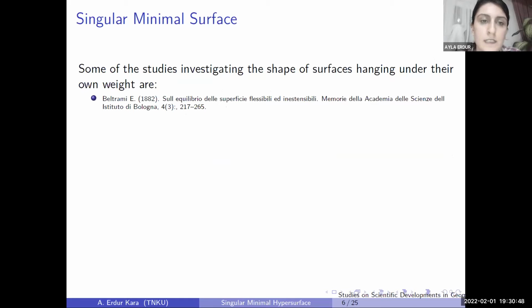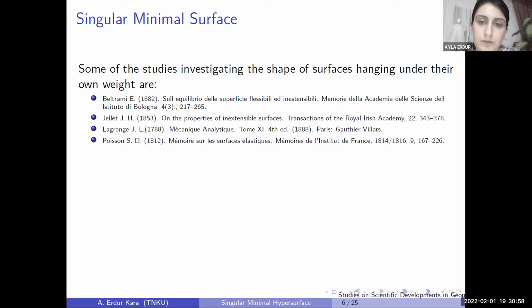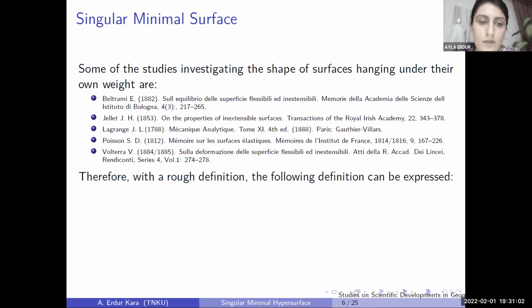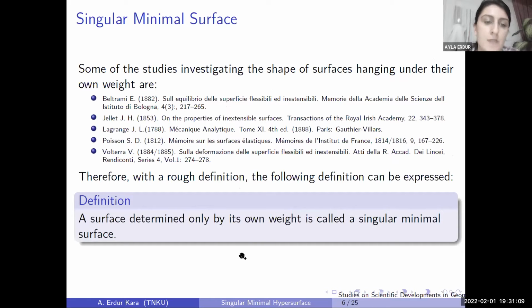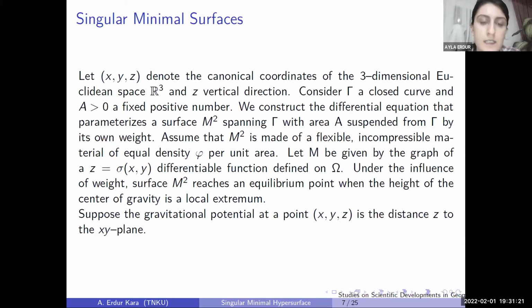Some of the studies investigating the shape of surfaces hanging under their own weight are these. Therefore, with a rough definition, the following can be expressed: a surface determined only by its own weight is called a singular minimal surface. Now, let's define it mathematically.